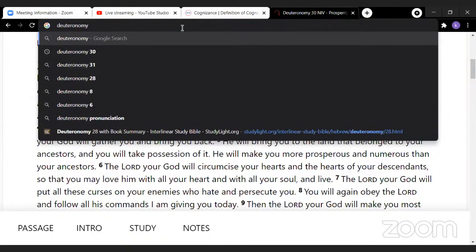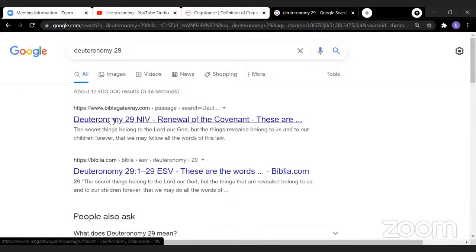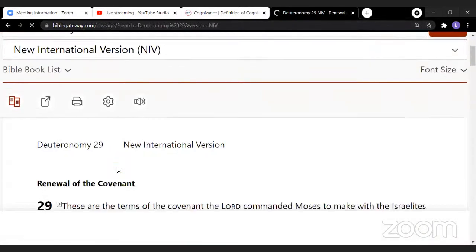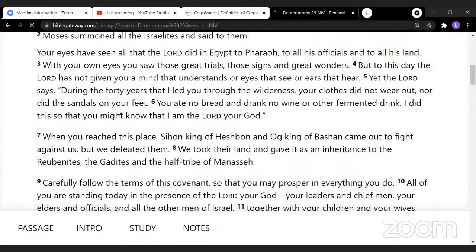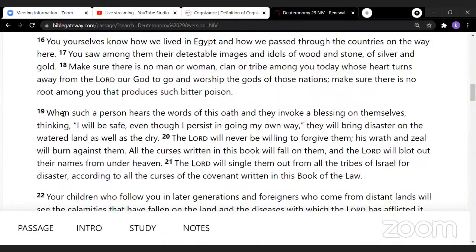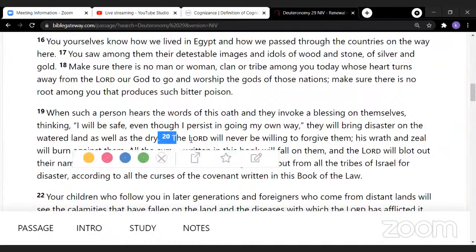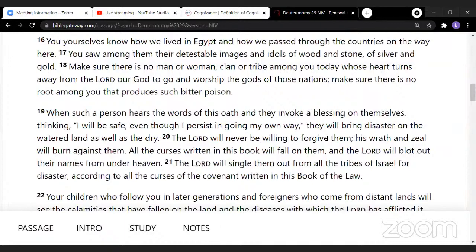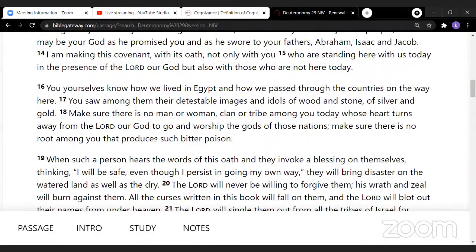What we opened up talking about, the effect or impact that this fear of hell, burning in hell, has on us. Deuteronomy 29, verse 19, verse 20. It says, and the Most High will never be willing to forgive them. Forgive them for what? Let's start back at verse 18. Louis, do you want to read it?